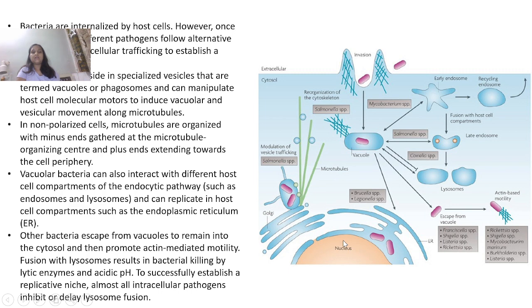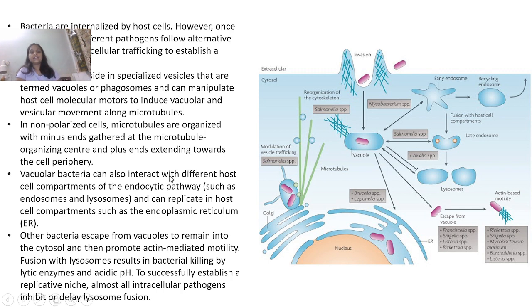So we all know that there are two ends of the microtubules, one is a minus end and one is a plus end. So in non-polarized cells, microtubules are organized with minus ends gathered at the microtubule organizing center and plus ends extending towards the cell periphery. So these bacteria can control that whole cytoskeleton and they can reorganize this according to their own will.